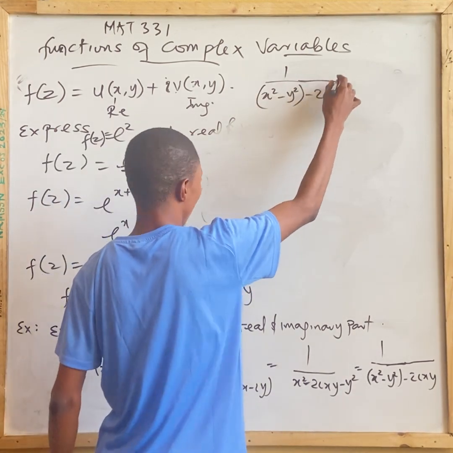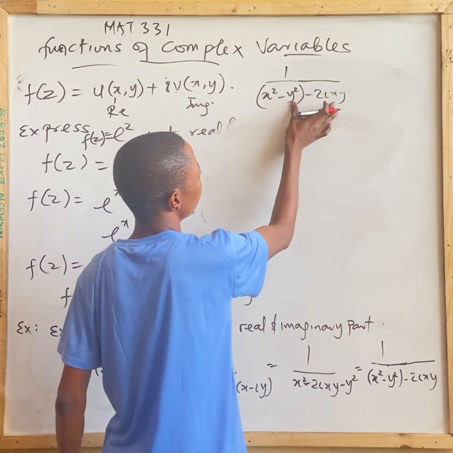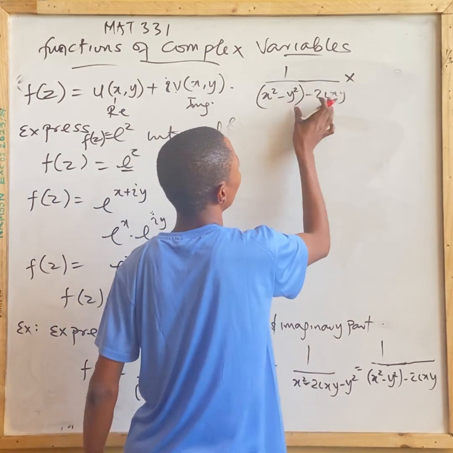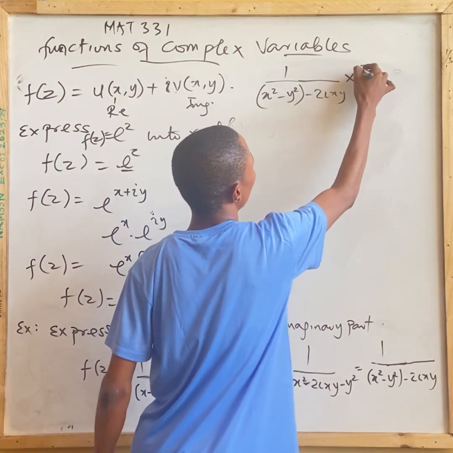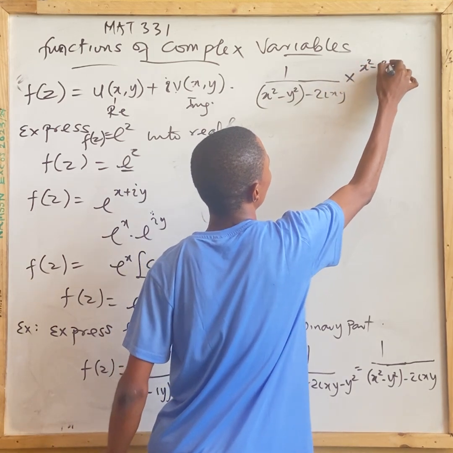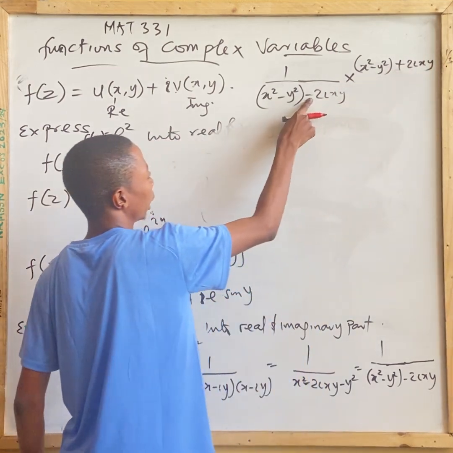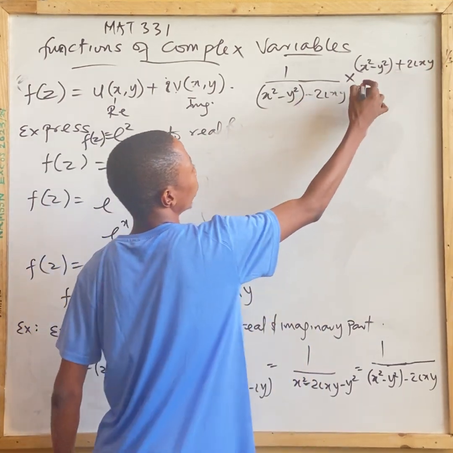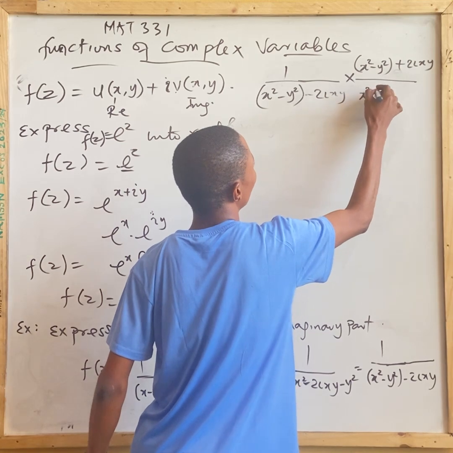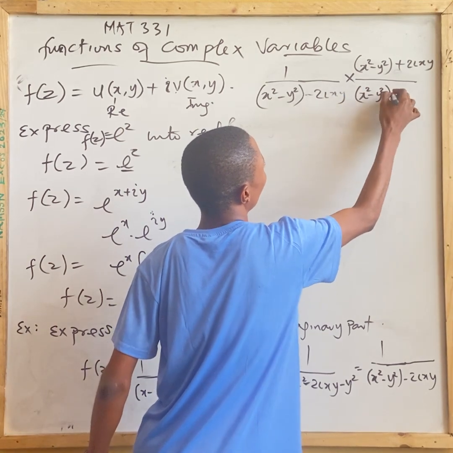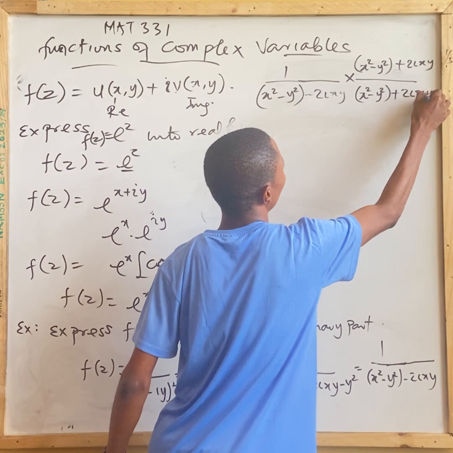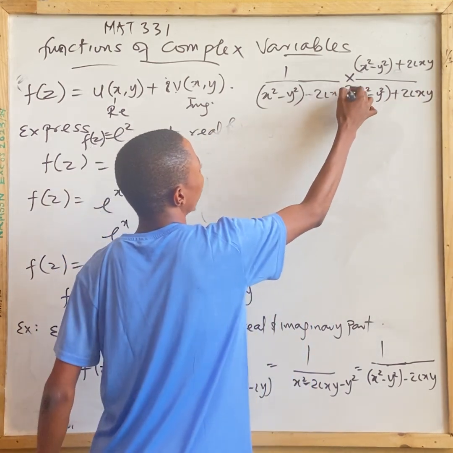So the next thing is that I'll rationalize. If I rationalize this part, it will be times the conjugate of these two. That's x squared minus y squared plus 2ixy. Remember, if you are rationalizing, you just change the sign that is here. Divided by x squared minus y squared plus 2ixy. Let me bracket this one like this.